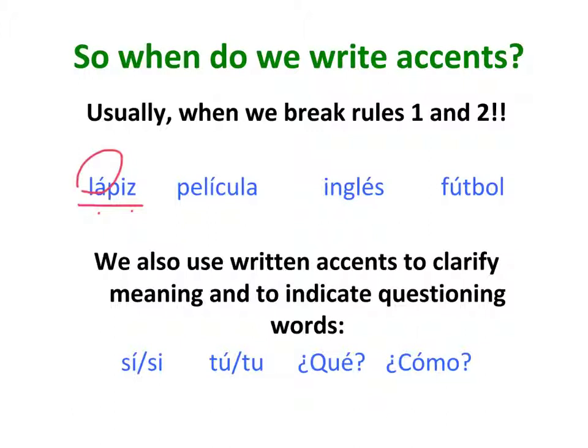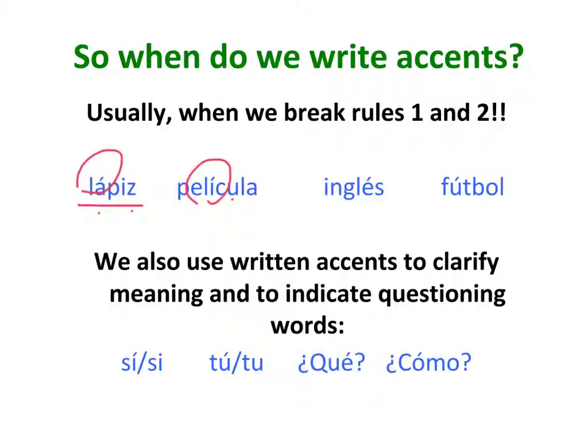It's a rule 1 word because it ends in a vowel, so the stress should fall on the second to last syllable, which would leave us saying película. But that's not what we say. We say película. So the accent mark needs to be written in to get película.